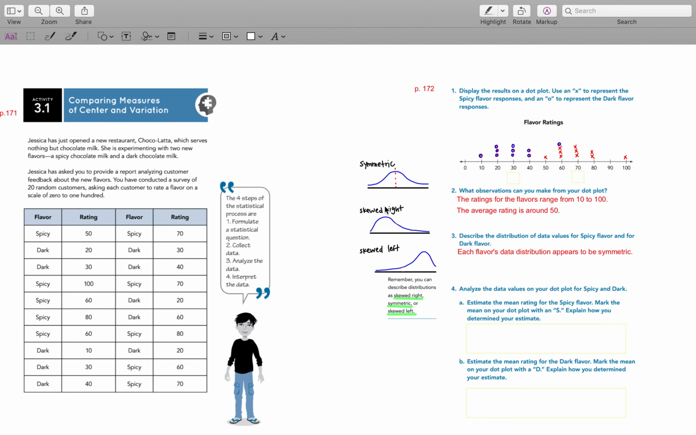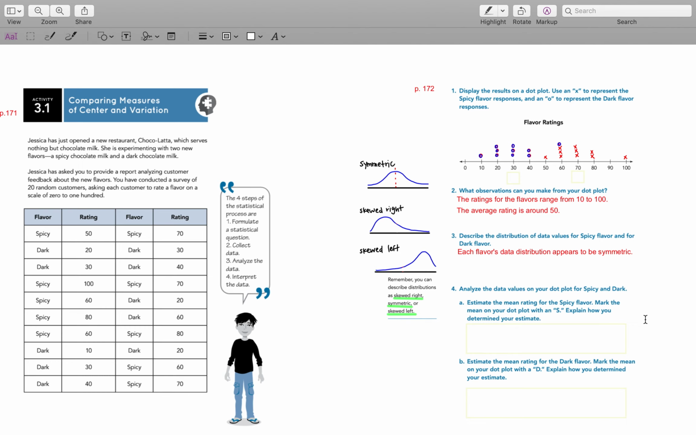So that's symmetric. Skewed right is when you have the tail longer on the right side, and where the median would be like right here. And skewed to the left would be when you have the tail on the left side. Okay, so tail meaning the data set right here. The most of the data, the median would be towards the right. Okay. All right, number 4, it says analyze the data values on your dot plot for spicy and dark.